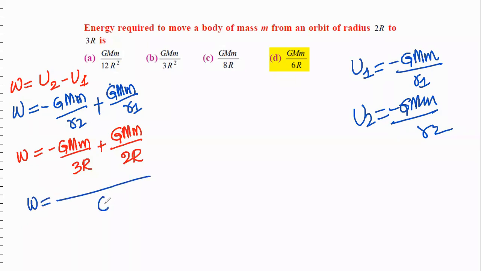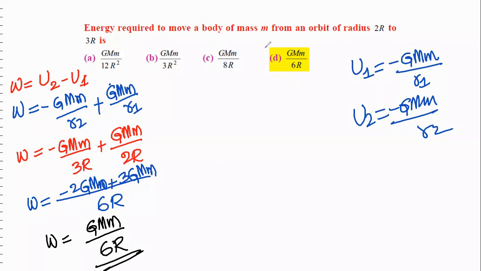Taking LCM 6R, that is equal to minus 2GMm plus 3GMm, which will be GMm divided by 6R.